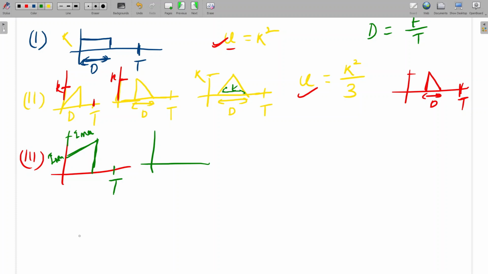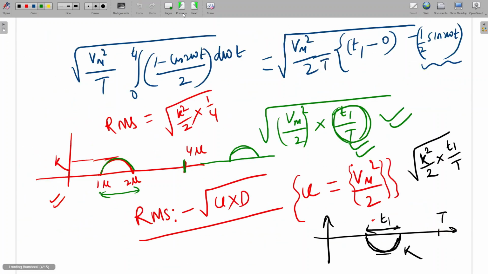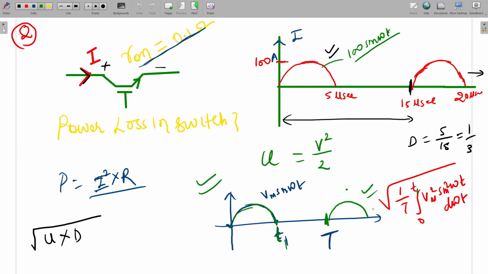Sir, in the second case, how did you write U is equal to K square by 3? Where did the value 3 come from? You can derive this. You can take any value and apply this formula. Whatever short tricks I'm telling, I have derived here for a sine wave. Here I have derived this trick for a sine wave.